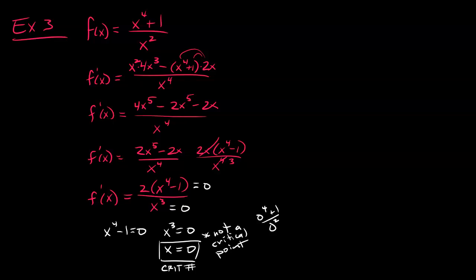Zero over one is zero. I think that's what you're thinking of. So it's undefined. Yeah. So that's the sole reason it's not a critical point, because it's not an actual point. Like if I'm looking at the original function, x equals zero is a vertical asymptote. So there can't be any points on it.